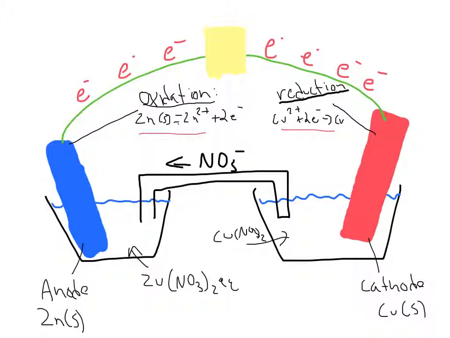Now, let's look at the formula. Oxidation: Zn solid loses electrons, so that's why it has plus 2e, it lost 2 electrons. Reduction, over here, is gaining 2 electrons. So think about it. If this is losing 2 electrons, it comes over here and it's plus 2 electrons, because see, this has Cu2+.